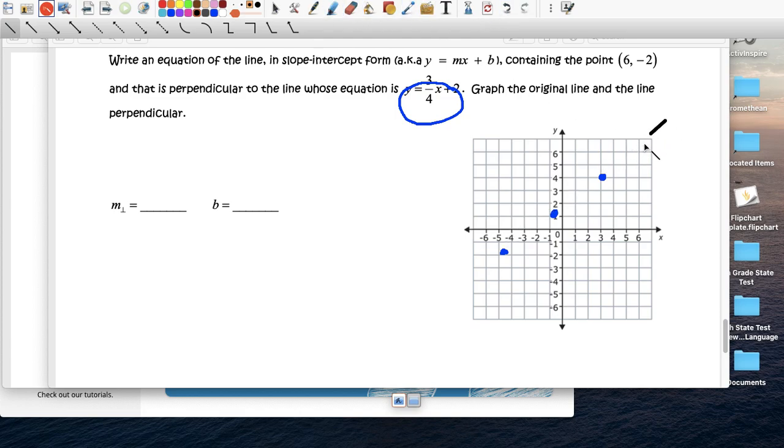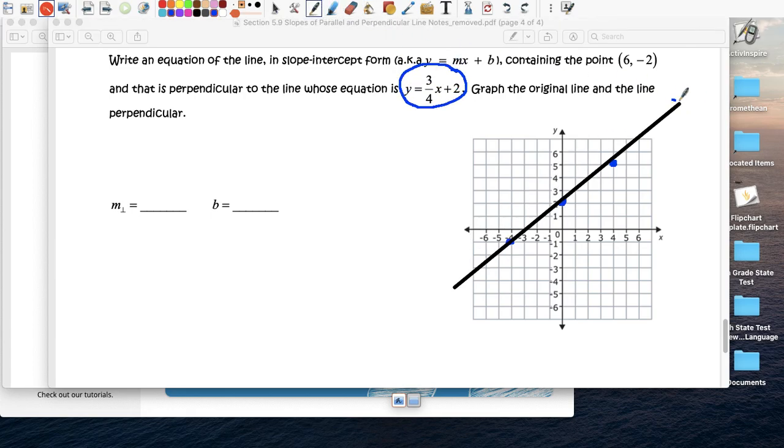Let me graph it. Better job. There we go. A little better. So that's my line that's given to me: y equals 3/4 x plus 2. Now they're saying, show me where the new line is that is perpendicular to this line.